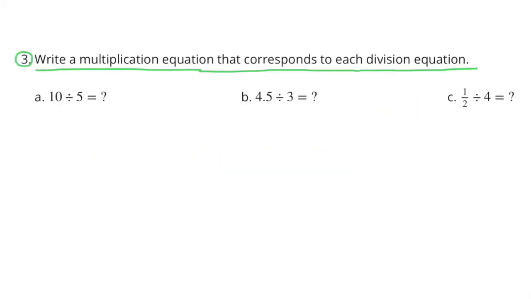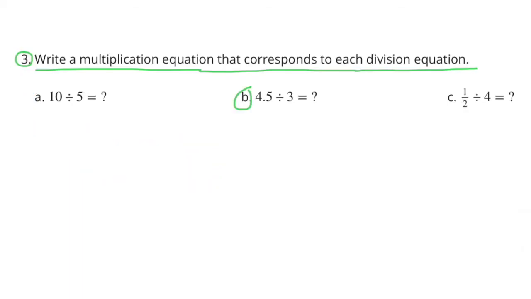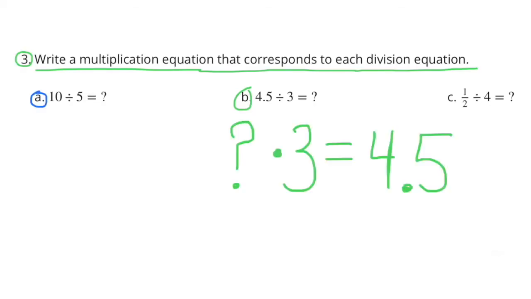Number 3. Write a multiplication equation that corresponds to each division equation. A. 10 divided by 5 equals what number? A corresponding multiplication equation would be what number times 5 equals 10. B. 4 5/10 divided by 3 equals what number? A corresponding multiplication equation would be what number times 3 equals 4 5/10.